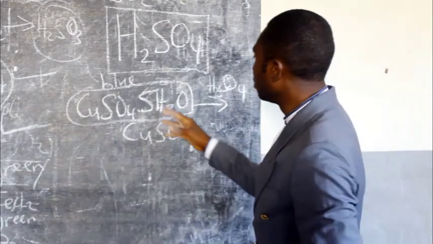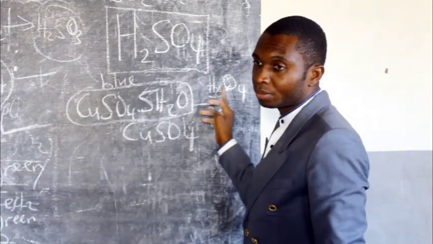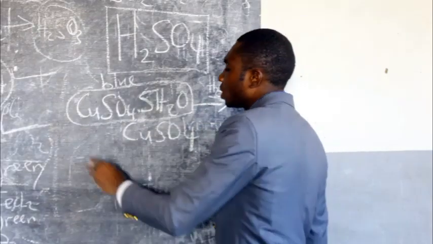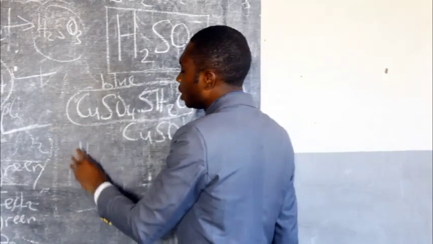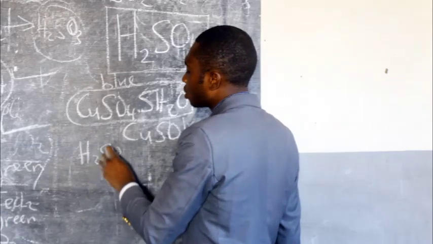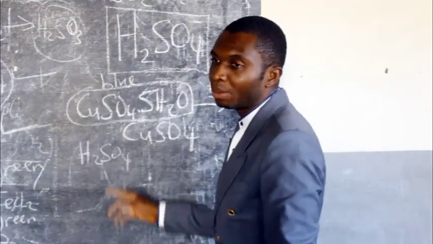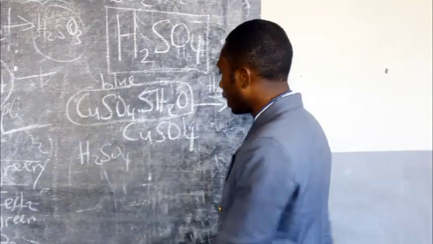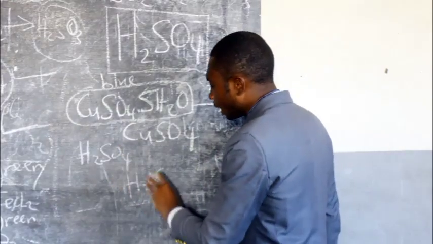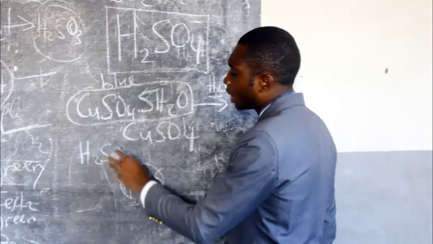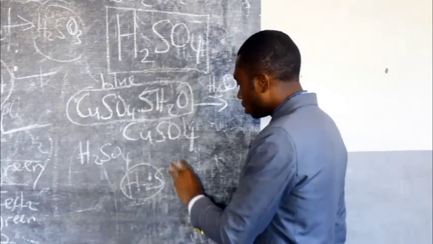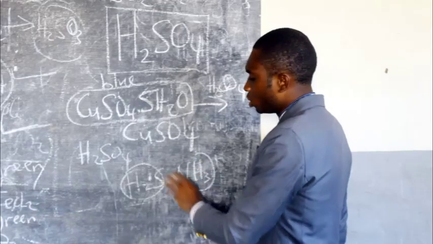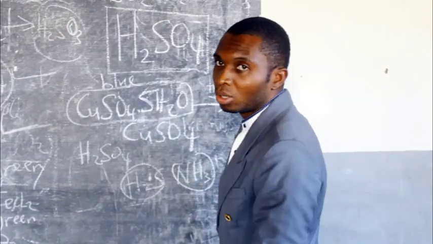So what do you use to remove the water? It's H2SO4. Now take note: H2SO4 is a dehydrating substance, used for dehydration. But you can't use it to dry ammonia because it reacts with ammonia. You also can't use it to dry hydrogen sulfide.